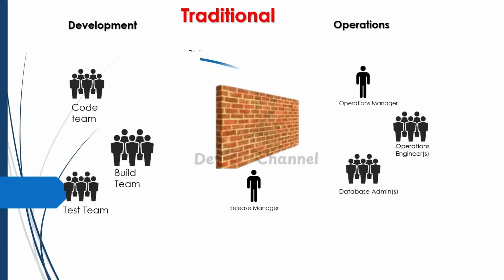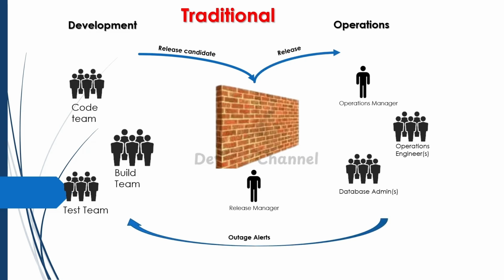Then the release manager expects to know whether this product is a release candidate for the operations team, or whether it could be released or not. Then the operations team works on that, and it is reported to the development team that, hey, it is an outage alert, and whether it needs to be redeployed, redeveloped or retested, right? So that was the traditional method, where the development team and operations team were working individually, and there were also many gaps between these internal teams, right?